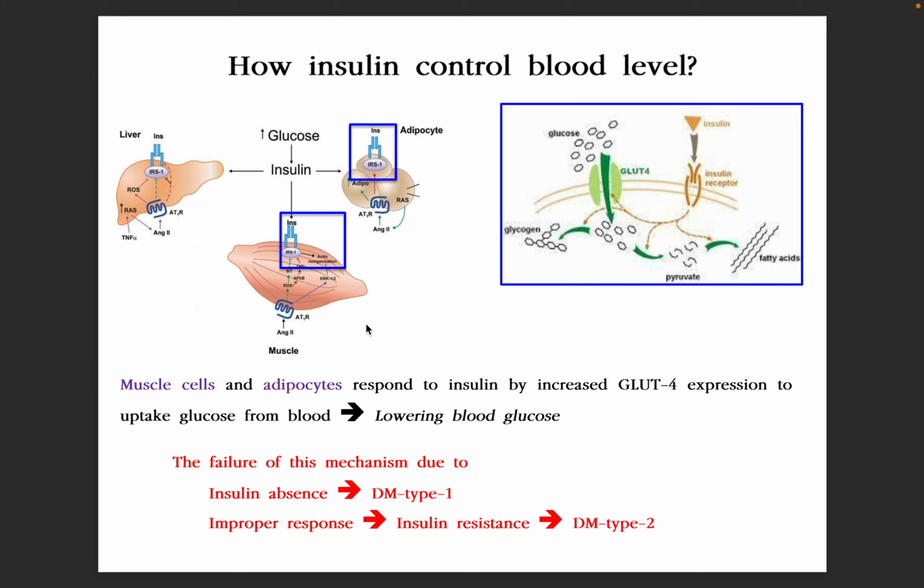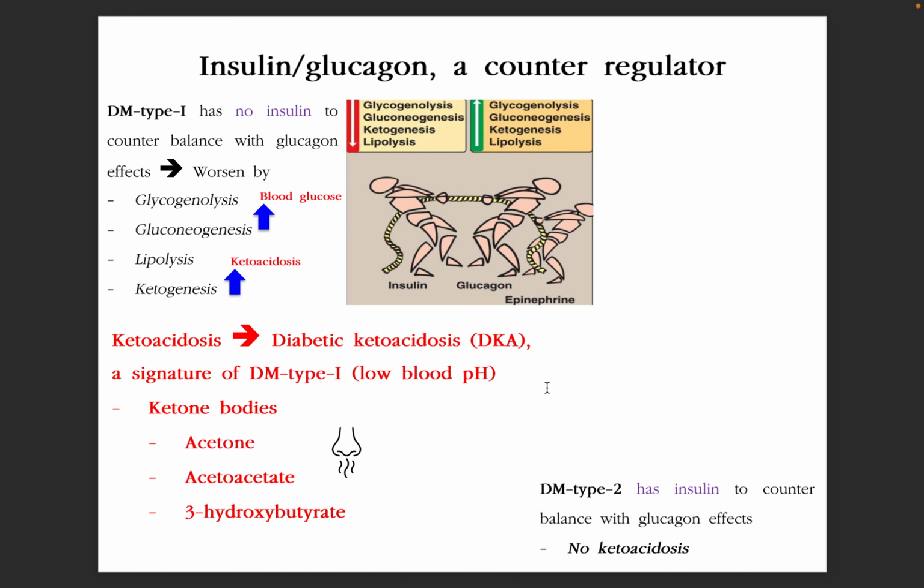The failure to respond upon binding, resulting from the absence of insulin in DM type 1 or resistance to insulin in DM type 2, directly causes high blood glucose or hyperglycemia. It is well known that insulin and glucagon are counterpart molecules balancing energy metabolism. Due to the absence of insulin, most of the phenotypes are the effect of glucagon action. In addition to high blood glucose, glucagon intensifies the glucose rise by activating glycogenolysis and gluconeogenesis, which worsen the hyperglycemia. In addition, glucagon enhances lipolysis and ketogenesis to produce ketone bodies, including acetone, acetoacetate, and 3-hydroxybutyrate.